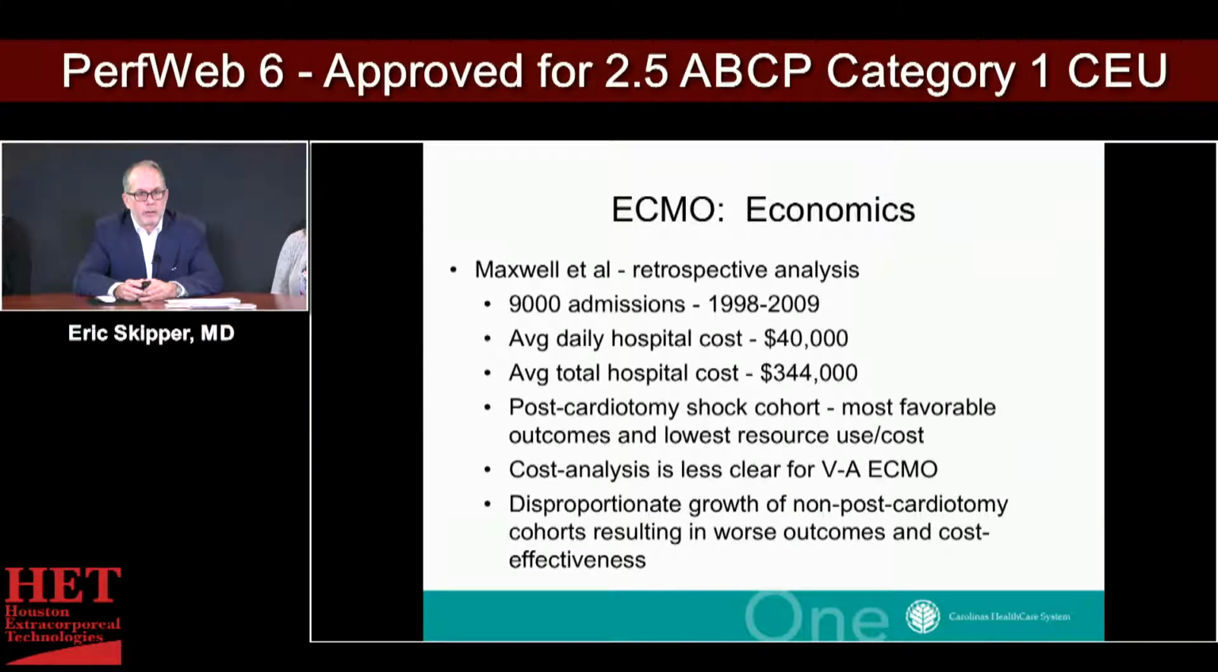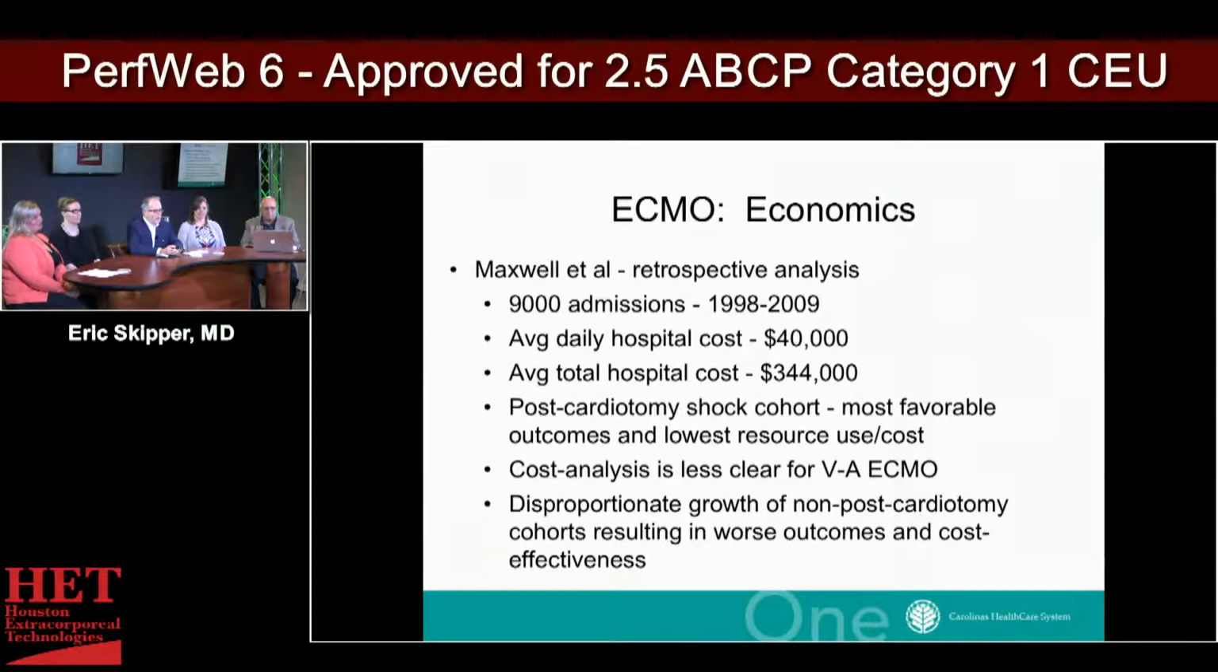But when one looks at it further, this study actually looked at 9,000 admissions over 98 to 09. Average daily hospital cost, $40,000. Average total hospital cost, $344,000. The post-cardiotomy shock cohort was the most favorable with the lowest resource utilization. And one could infer that it was recognized early, measures were taken to ensure that everything possible was done from the onset, and it seems a favorable group of patients to have ECMO support for.